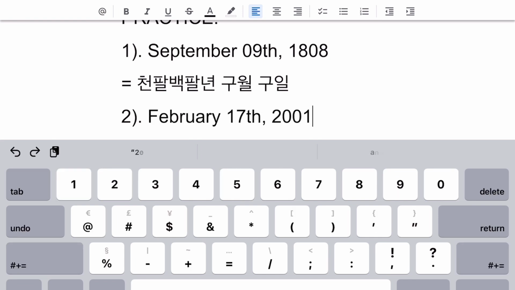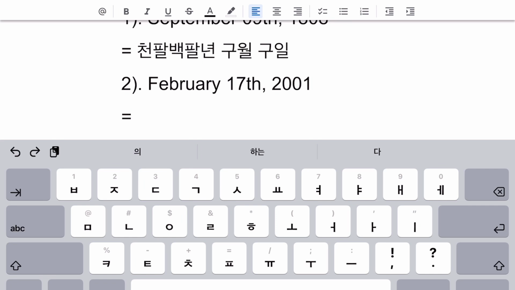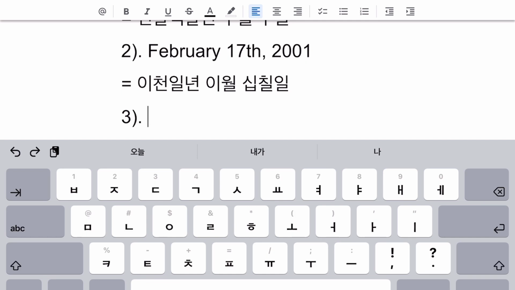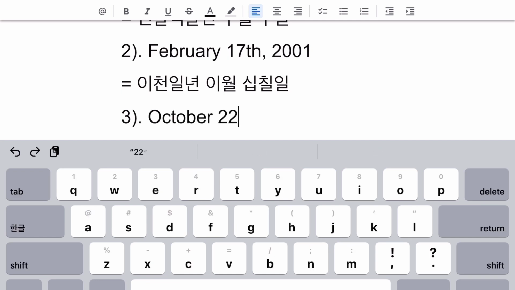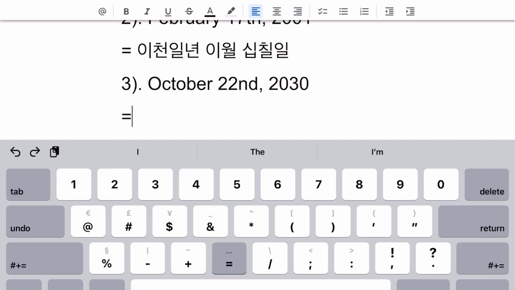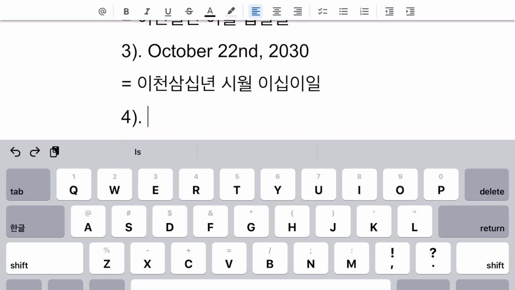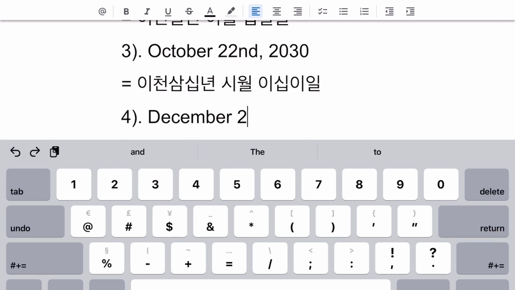Next one, let's do February 17th. Let's do 2001. Okay. 2001년 17. Oh no, that's the wrong one. 2월 17일. Yes, perfect. Do another one. Now we'll do October 22nd, 2030. Okay, 2030년 10월 22일. Perfect.